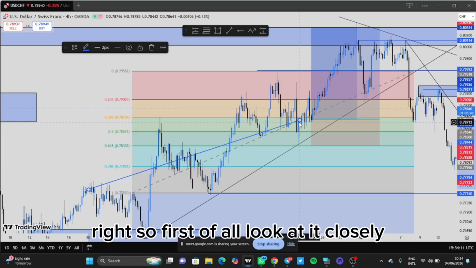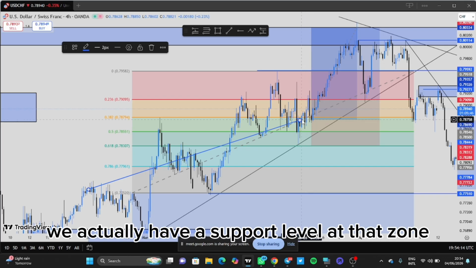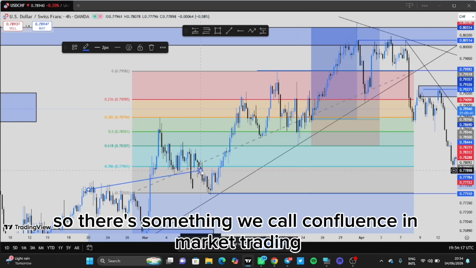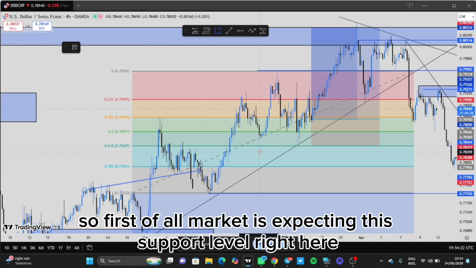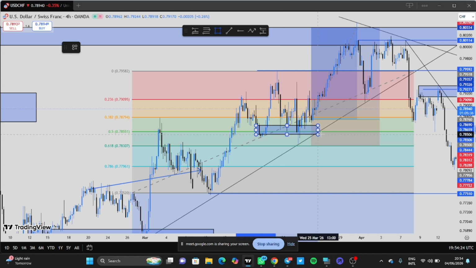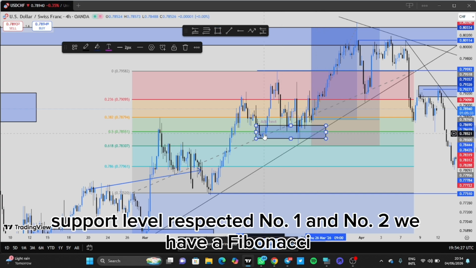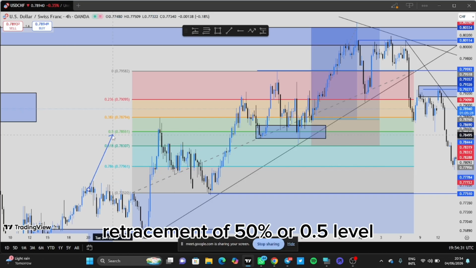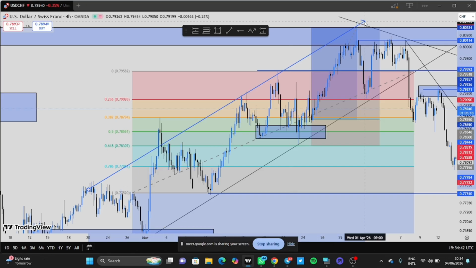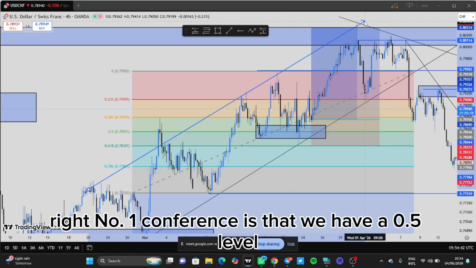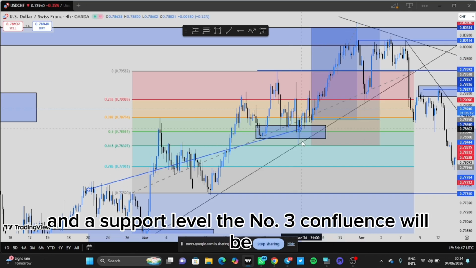So first of all, look at it closely. You actually have a support level at that zone. So there's something we call confluence in market trading. First of all, market is respecting this support level right here. Support level respected, number 1. And number 2, we have a Fibonacci retracement of 50% or 0.5 level. So these two zones are the two zones market is looking to buy from, right? Number 1 confluence is that we have a 0.5 level and a support level.